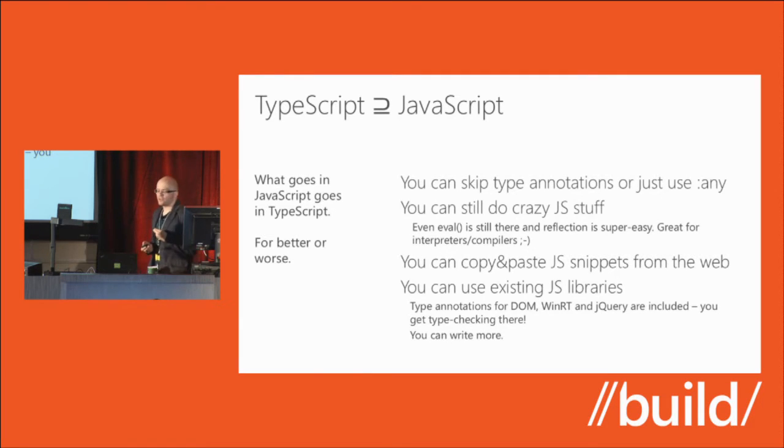And you can use existing JavaScript libraries. And if you actually have type annotations for them, you will get type checking for them, and you will get IntelliSense. And the type annotations are provided with TypeScript for the DOM, so for the different operations on the HTML trees, for WinRT and jQuery. And there is more, I guess, that can be sourced from the community. You can also write yourself.